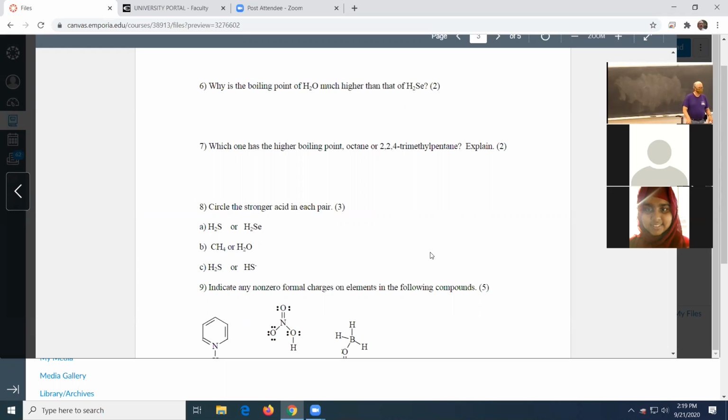There were several incorrect answers that said that octane has a higher molecular weight or it has more carbons. That's not correct. These are isomers. Okay, they have the exact same molecular weight, same molecular formula.